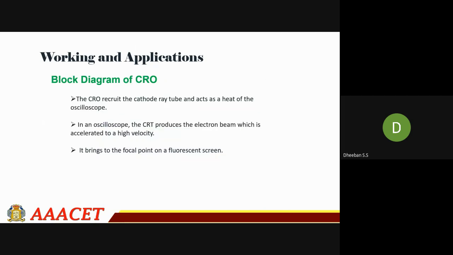Coming to the block diagram of the CRO, the CRO uses the cathode ray tube and acts as an oscilloscope. In an oscilloscope, the CRT produces an electron beam. As I said, the electron beam is accelerated to a high velocity. The electron beam is of very high velocity when compared to normal electrons. Generally, it is brought to a focal point on the fluorescent screen.